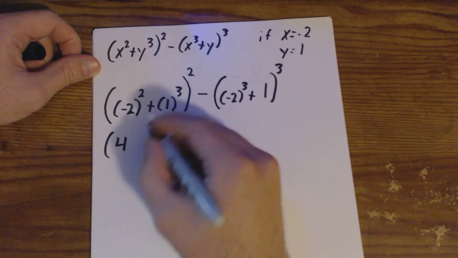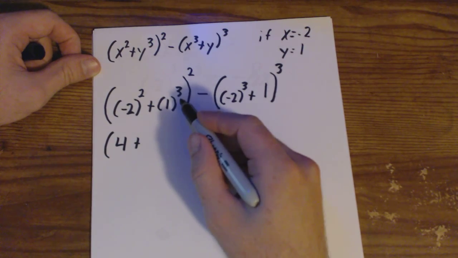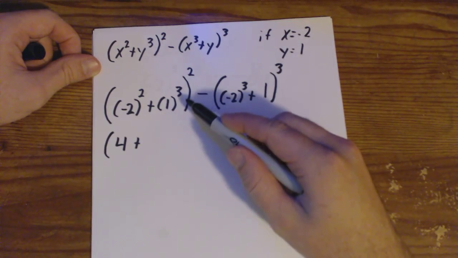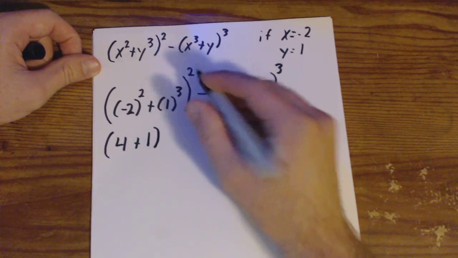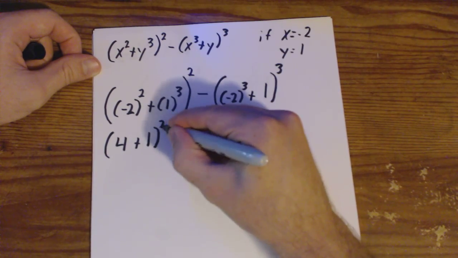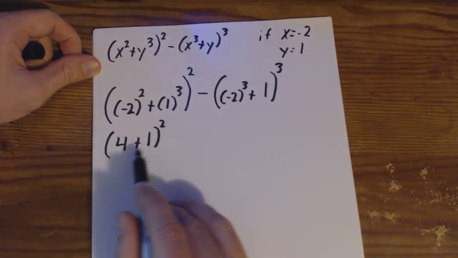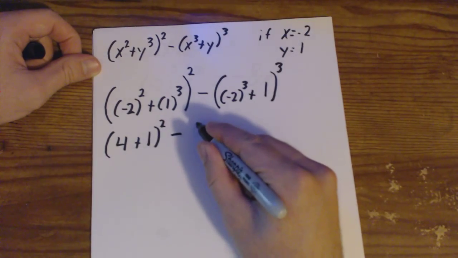Okay. Now, what's 1 times 1 times 1? We have 1 to the third power. 1 times itself as many times as you want, 1 to the 50th power, it's just going to be 1. Okay, so now we have that. Bring down this 2. So we simplified inside this big parentheses. All we have left is 4 plus 1, and that will be the second power. Let's move on to our second one.